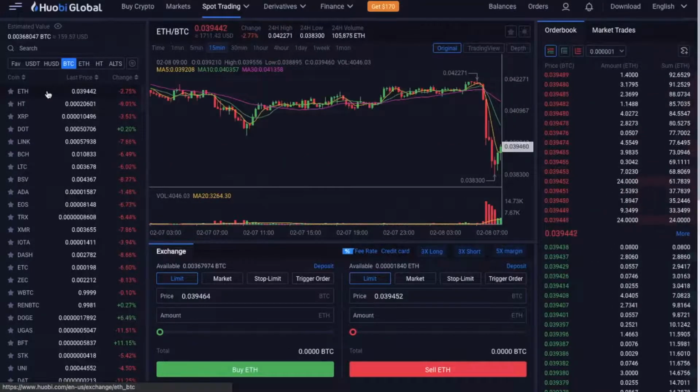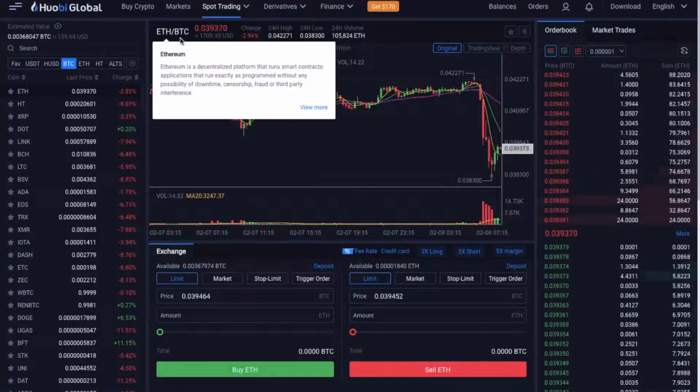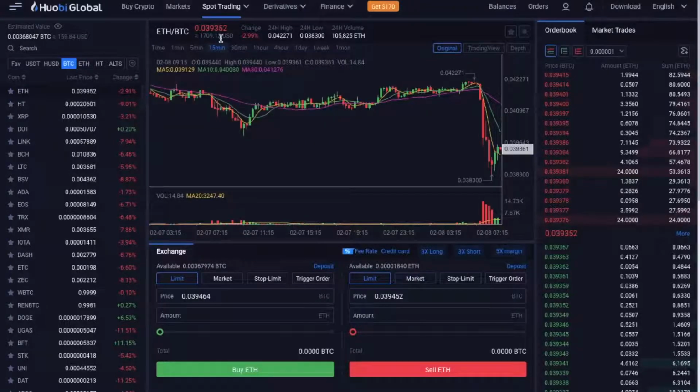Then once you select the coin, the pane on the right will populate with information about that trading pair. In our case, that's ETH and BTC. And it will show you the value in your chosen currency and also in US dollars. We can see the change as a percentage, the 24-hour high, low and volume. Underneath is where you can view charts and market depths over specific periods of time.